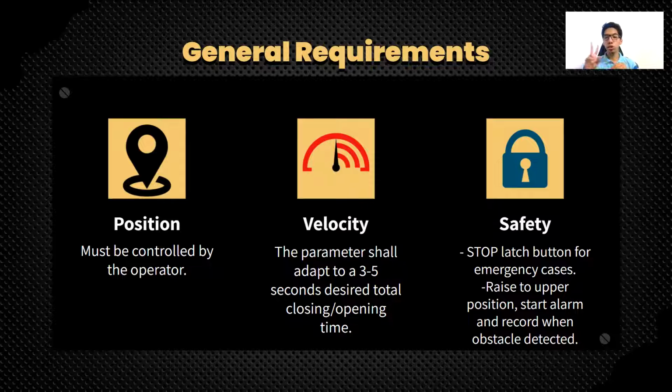Finally, about safety, two instructions or requirements were given. The first one, a stop latch button for emergency cases. While pressing this button, no further action will be carried out by the curtain system. However, when returned to its unpressed state, the curtain can continue its processes. We also need to identify any obstacle below the curtain. This is done through sensors. When an obstacle is identified, the curtain must rise to its upper position, start an alarm, and send the instruction to record the event to avoid any possible accidents.